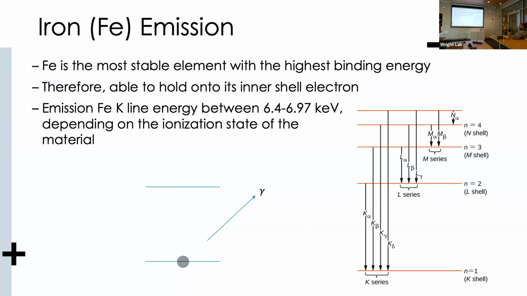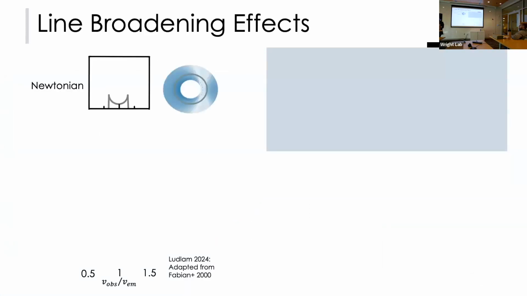Now, this line emission is intrinsically narrow when it's emitted, but it becomes broadened due to different effects within the innermost accretion disk. So this blue annulus is just showing an accretion disk and the emitting region in which the line is coming from. So it's intrinsically narrow when emitted, but due to Keplerian motion, you're going to get a two-horn profile.